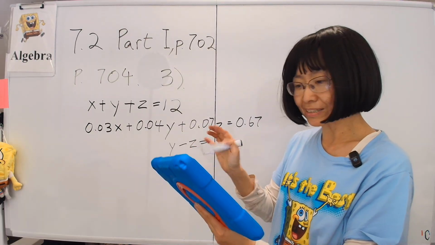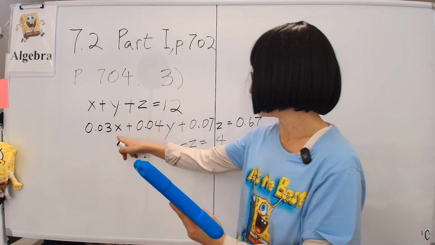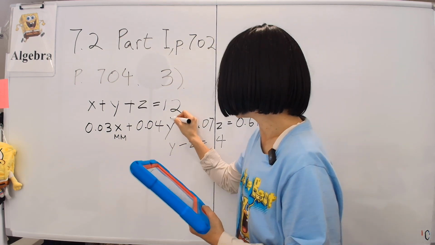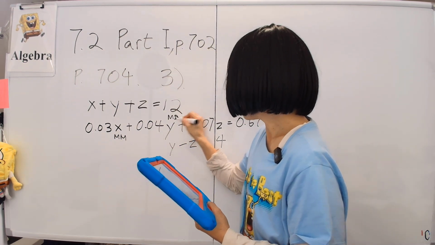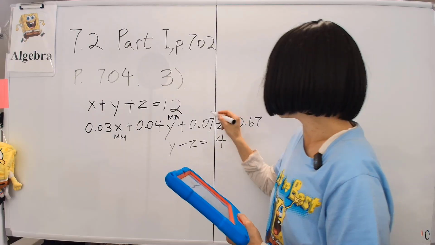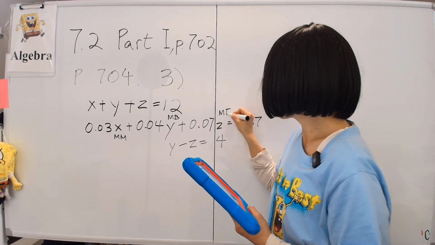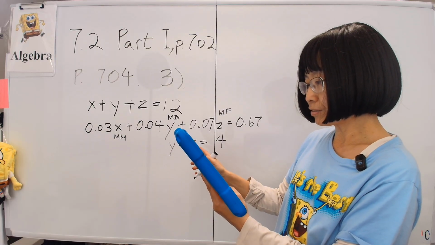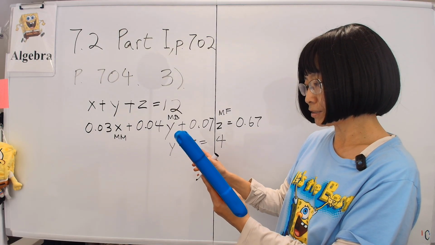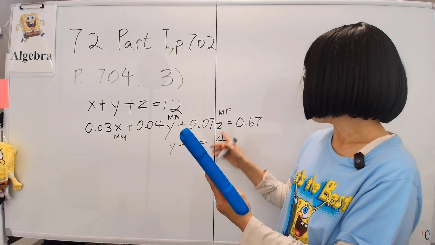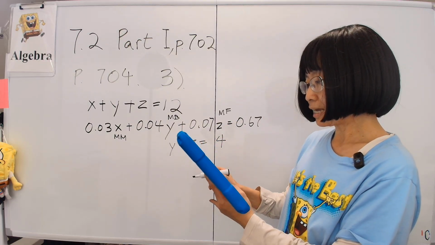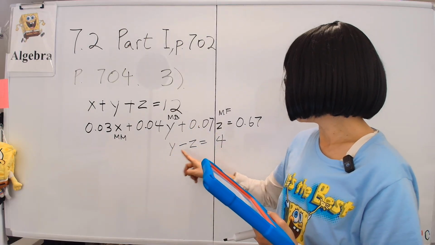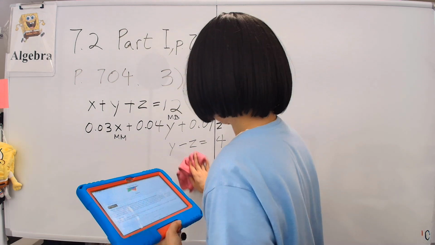Let me make sure our money is correct. X is the money market fund. Y is the municipal bonds, so we'll call it MB. And then Z is mutual funds, we'll call it MF. All right. And then it says 4,000 more in mutual funds. Did we say mutual funds? Oh, this one: 4,000 more in mutual funds than in municipal bonds. So this is more than that, right? I think I got this wrong.